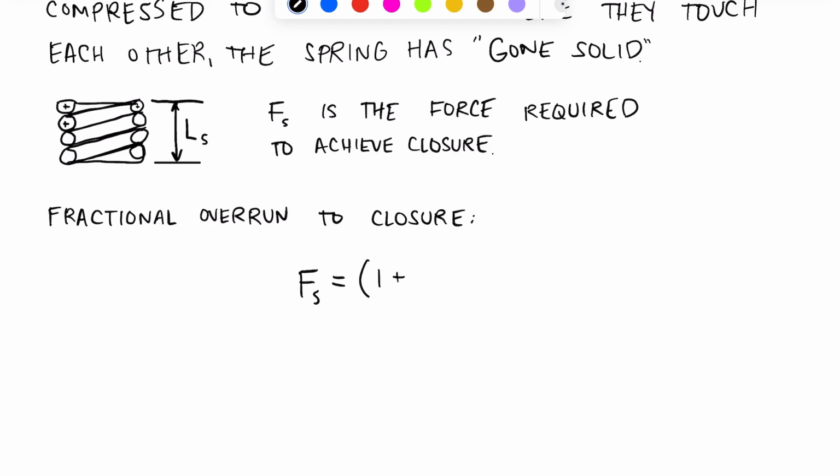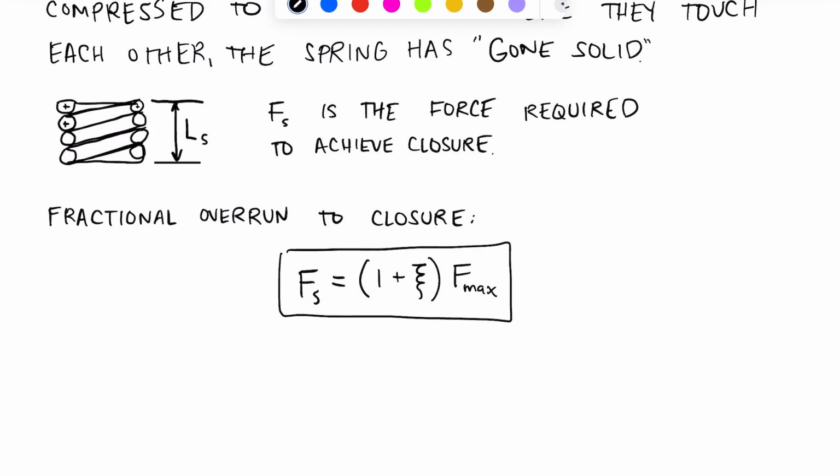So anyway, we define the fractional overrun to closure as the force required to achieve closure, Fs, equal to 1 plus this fractional overrun, which is this chi symbol, times F max, which is the maximum force applied in service. So we recommend that this fractional overrun to closure is greater than or equal to 0.15 or 15%.